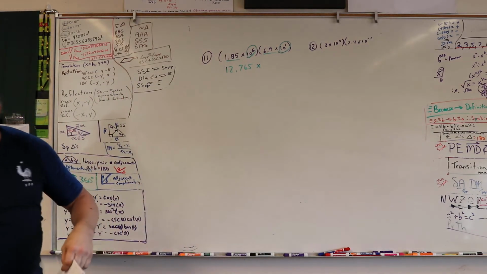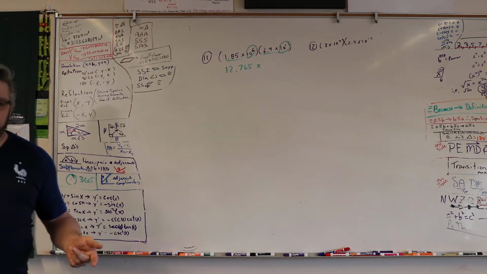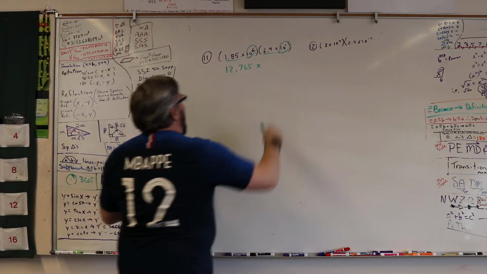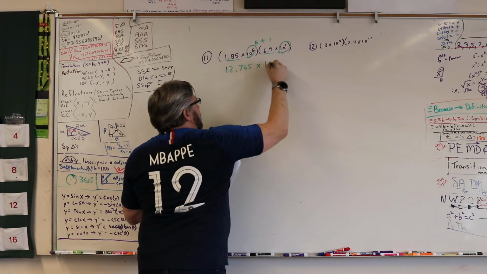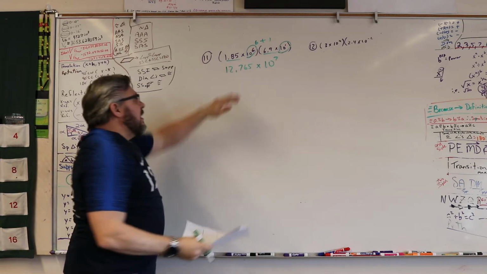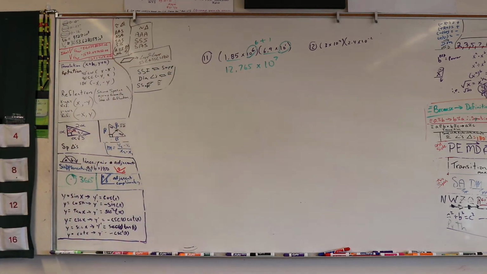So when we're multiplying powers, what do we do with the exponents? Add them. Good. So what is 6 plus 1? 7. Okay? Now, is this written as a number between 1 and 9? No. So we've got to rewrite it.